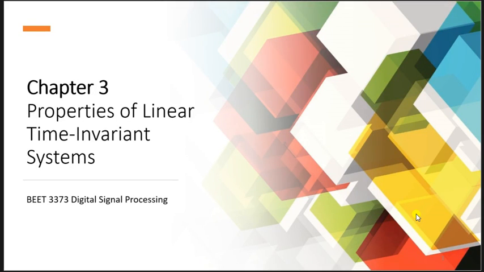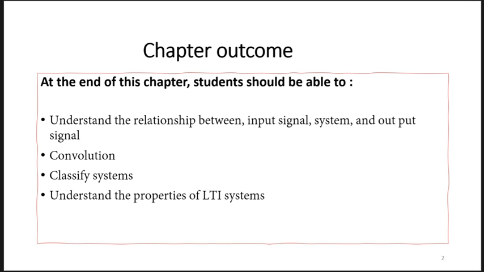Welcome students, hi. So now we are in chapter 3 of the SP. We are now going to study the properties of linear time invariant systems or LTI systems. At the end of this chapter, you should be able to understand the relationship between input signal, system and output signal, convolution, classify systems, and understand the properties of LTI systems.